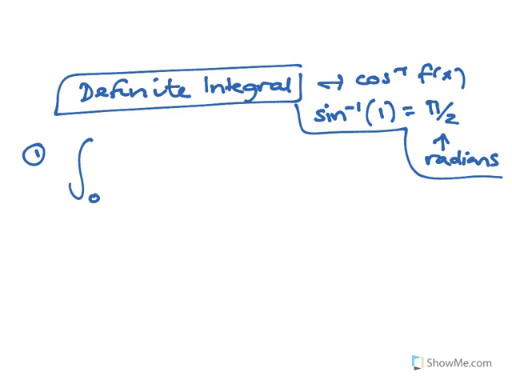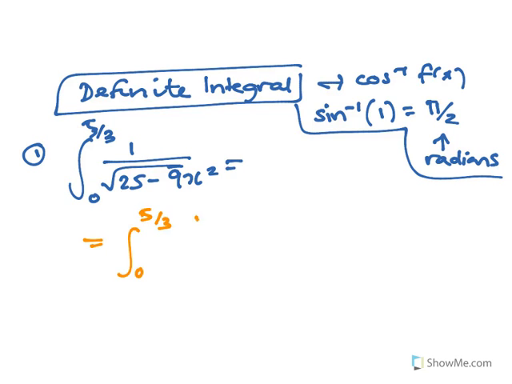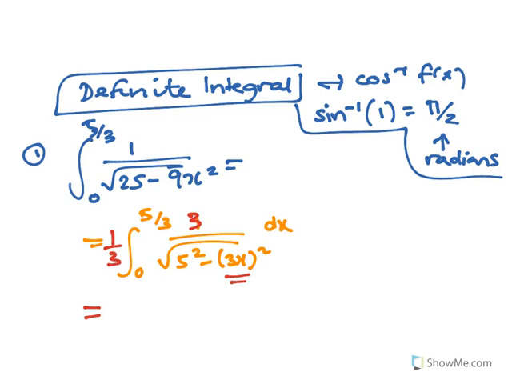So we're going to go 1 over the square root of 25 minus 9x squared. We're going to do that up to 5 on 3. Okay, so rewrite it. So it's 0 to 5 on 3 of 1 over the square root of 5 squared minus 3x squared dx. The derivative of the 3x is just 3. Divide by the 3, so you just go 1 on 3.